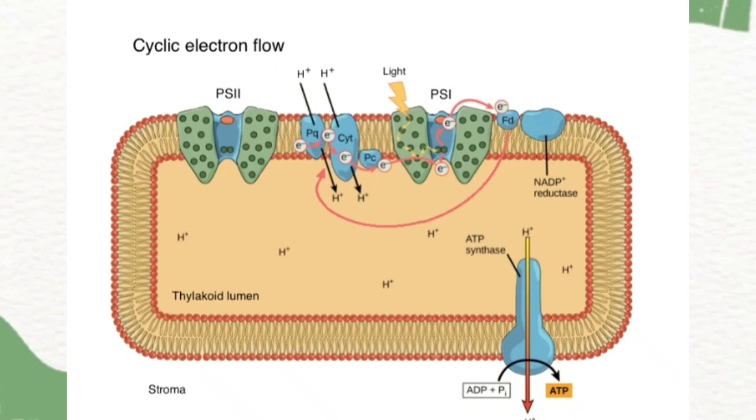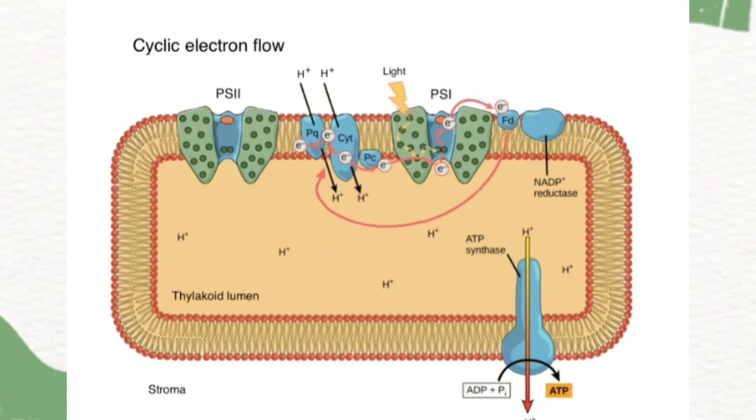In addition, cyclic electron flow may be common in photosynthetic cell types with especially high ATP needs, where too little NADP+ is available to accept electrons, such as bundle sheath cells of plants that carry out C4 photosynthesis.